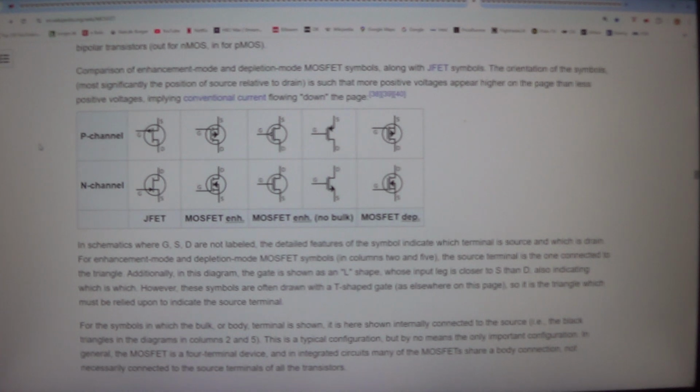P channel, N channel, JFET, MOSFET N, MOSFET N no bulk, MOSFET dual gate.